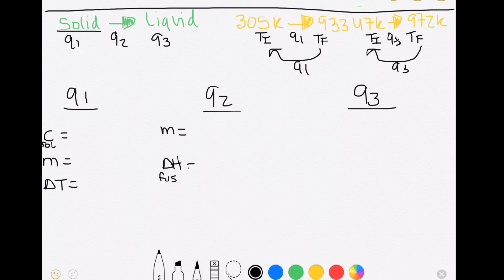So I'll notate that really quick. And then for my Q3, another odd numbered Q, I still need C, M, and delta T. And this time my specific heat will be for liquid aluminum, because up here we notated the Q3 as being the liquid phase.